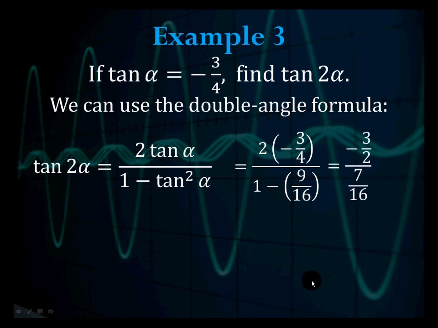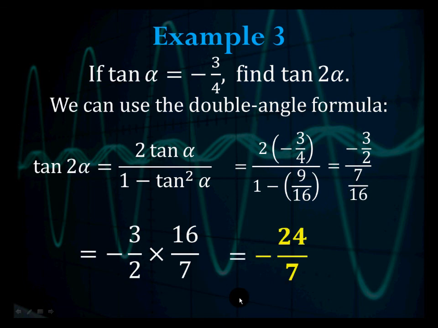So this becomes negative 3/2 over 7/16. Of course, when you divide by a fraction, you multiply by its reciprocal. So negative 3/2 times 16/7, and you get negative 24/7. So these problems are pretty easy if you know what the tangent of alpha is. Sometimes you might be given the sine of alpha, and then you have to figure out what the tangent of alpha is. And that's a little more work.